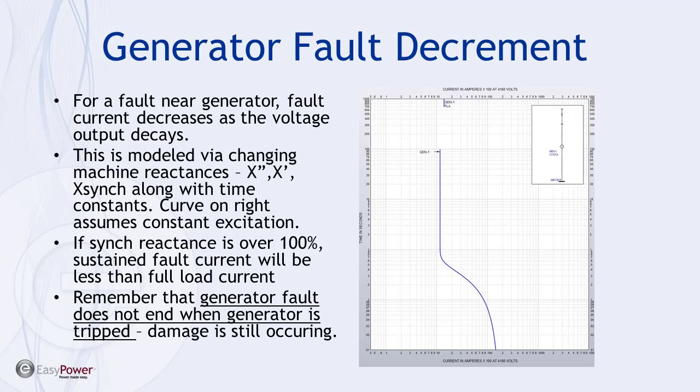In the real world, you may have some type of field forcing, which is going to drive the fault current somewhat higher than this. So this curve will look the same, but it's going to drop down this way. Instead of going all the way down, it'll be higher. And we can take a look at that in EasyPower here. In fact, we'll go ahead and do that now. Let me jump.